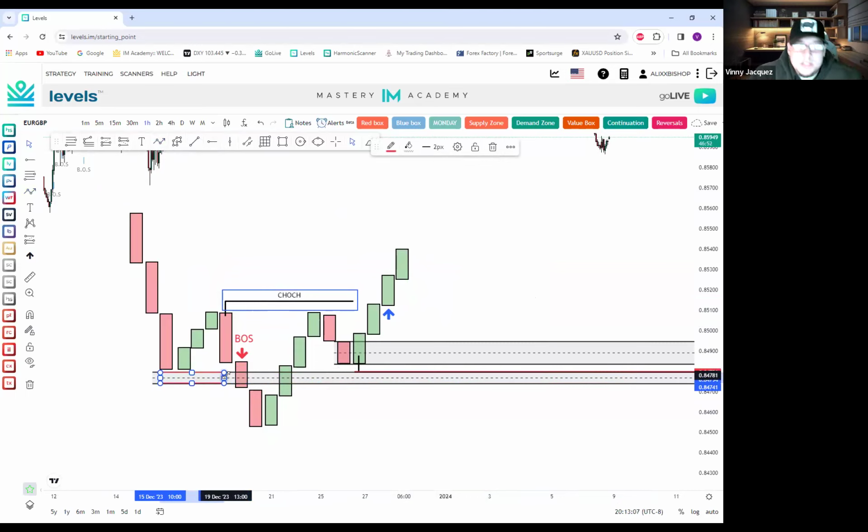The box is useless for continuations, but as soon as we get that change of character, boom, we can now use that red box for inverted shoulders, right? It's pretty much helping us out. So let's send this to the back. Send to back. Awesome. So boom, now we have our potential buy opportunities, right?